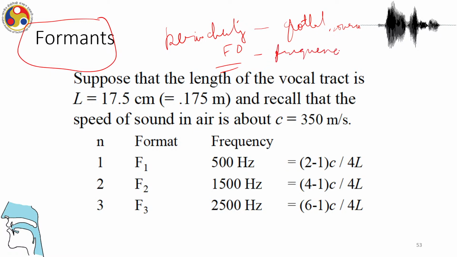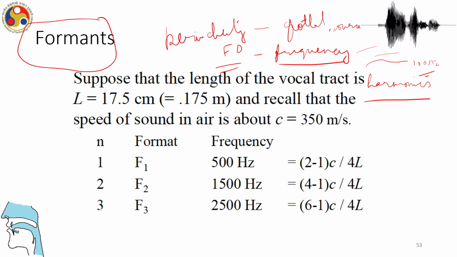So this fundamental has harmonics, which means it has resonances at integer multiples. Which means if your fundamental frequency is 100 hertz, then you will have 200, 300, 400, various harmonics of that fundamental frequency.